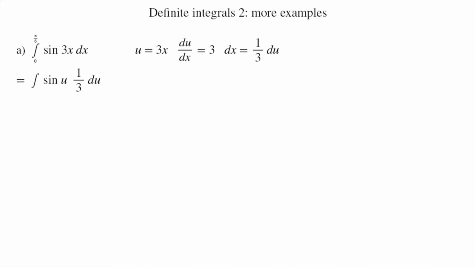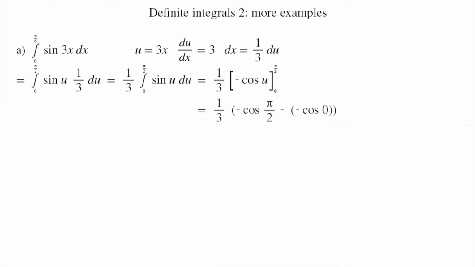U is equal to 3x, so 3 times 0 is 0, and 3 times pi over 6 is pi over 2. So we have 1/3 the integral from 0 to pi over 2 of sine u du, which is 1/3 times minus cos u, evaluated between 0 and pi over 2, which is just 1/3 times minus cos pi over 2 minus cos 0, which is 1/3 times 0 plus 1, which is just 1/3. So when we use substitution to compute a definite integral, we have to make sure we also substitute the limits.